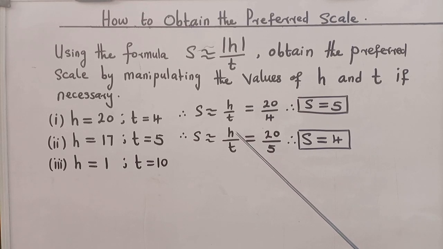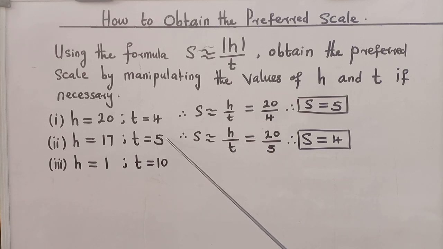I have been able to manipulate this H. H had been 17 before, and T had been 5. Recall what I told you earlier. I said that it is not advisable to manipulate T. You can manipulate T, but don't be quick to do that. If you think about manipulating the scale at this level, think about manipulating H.